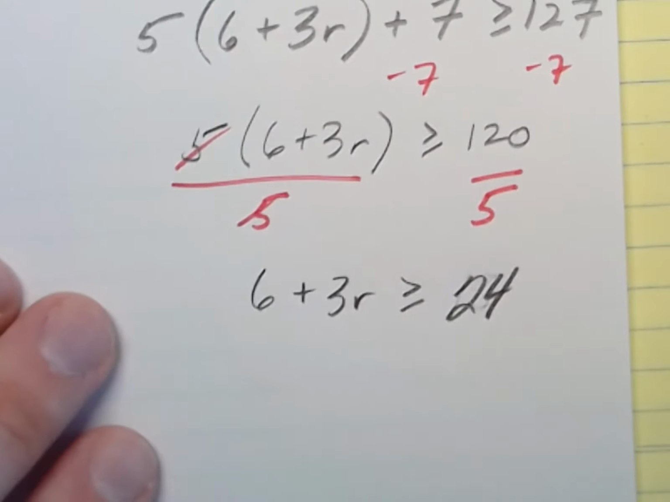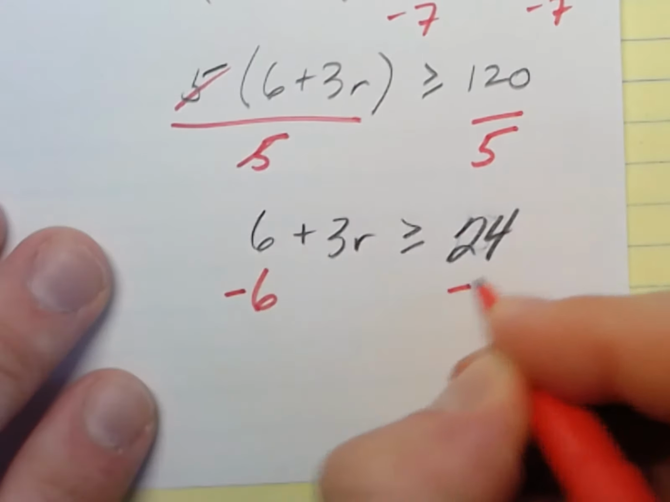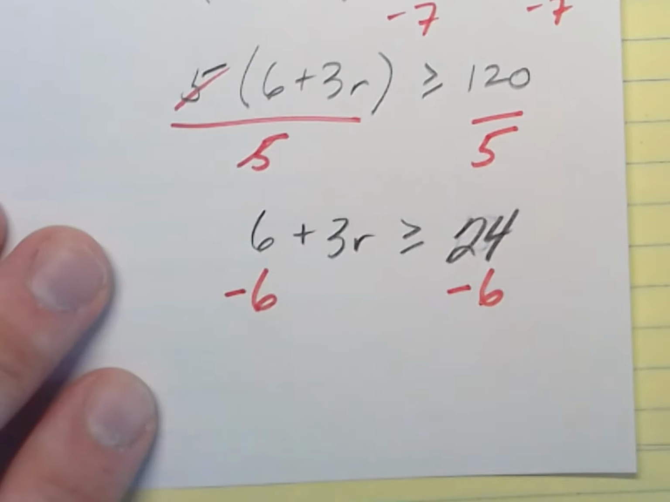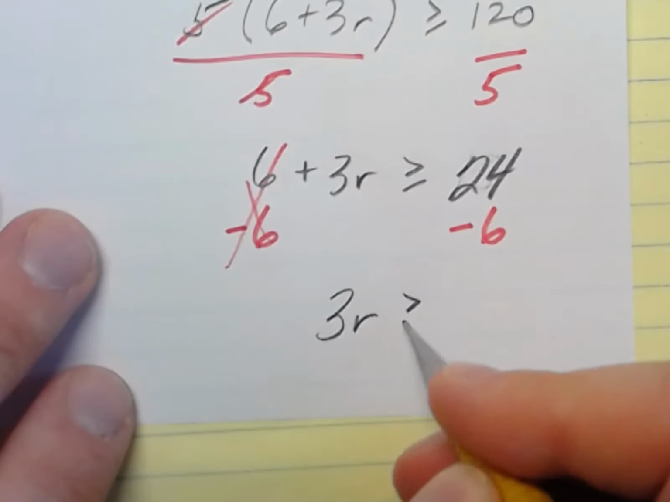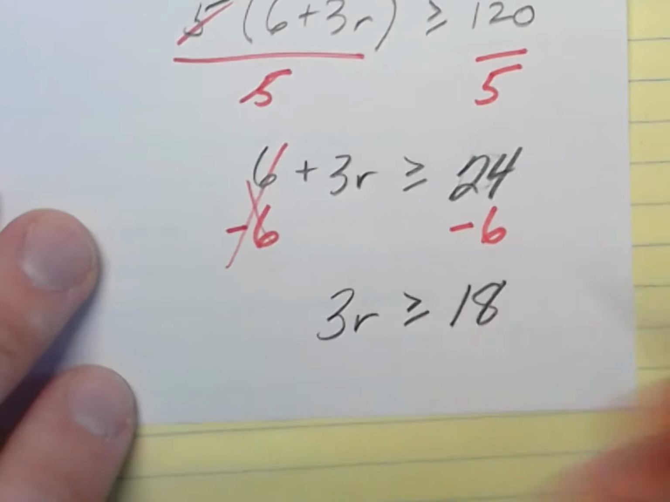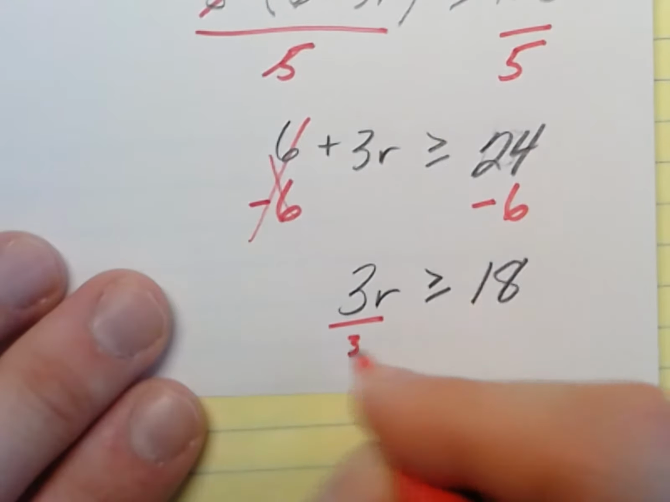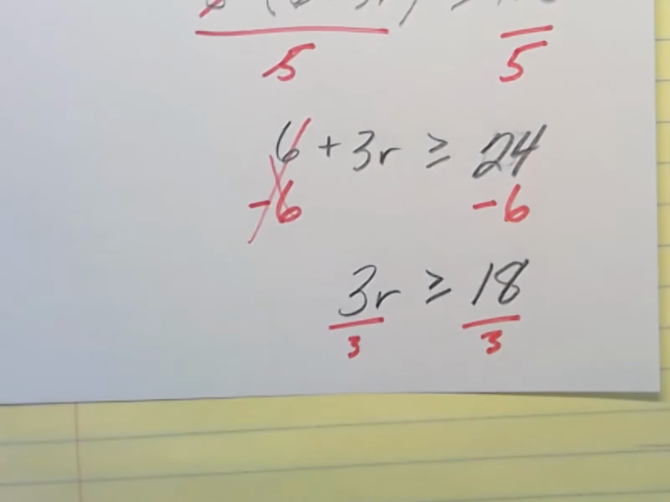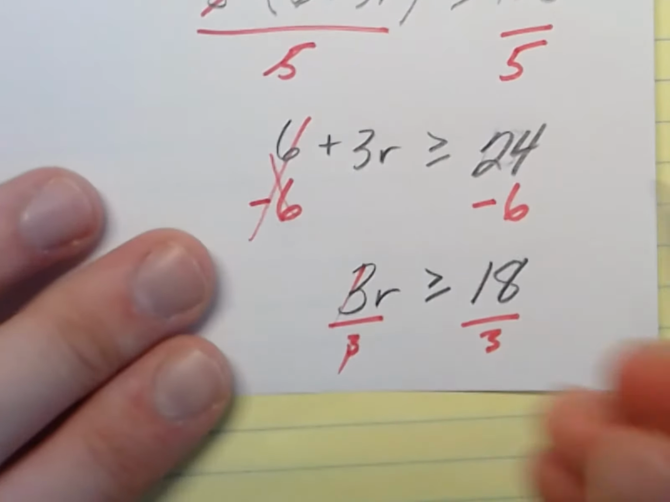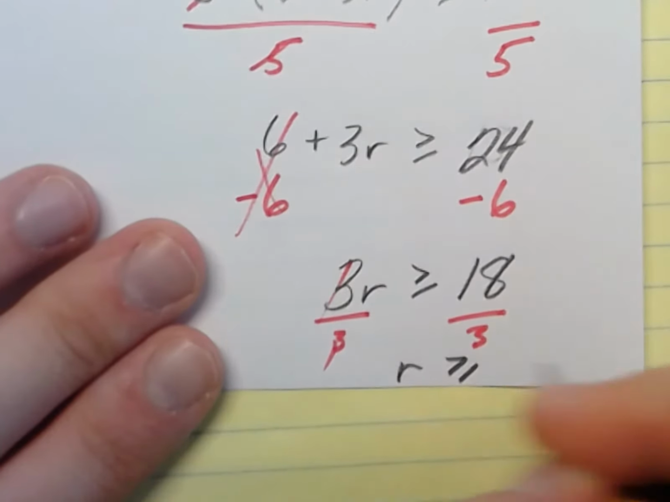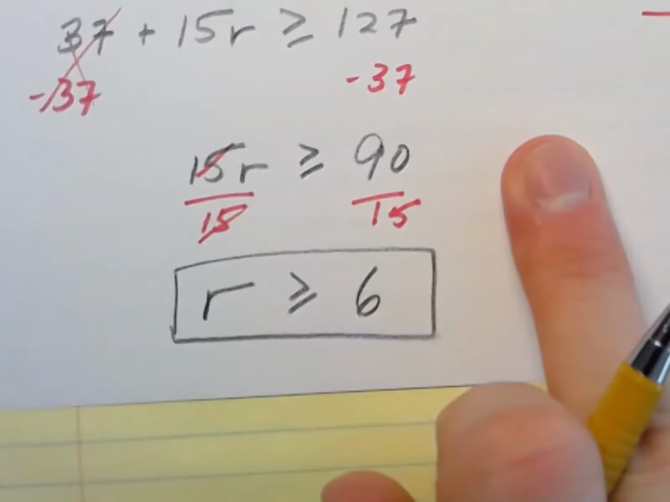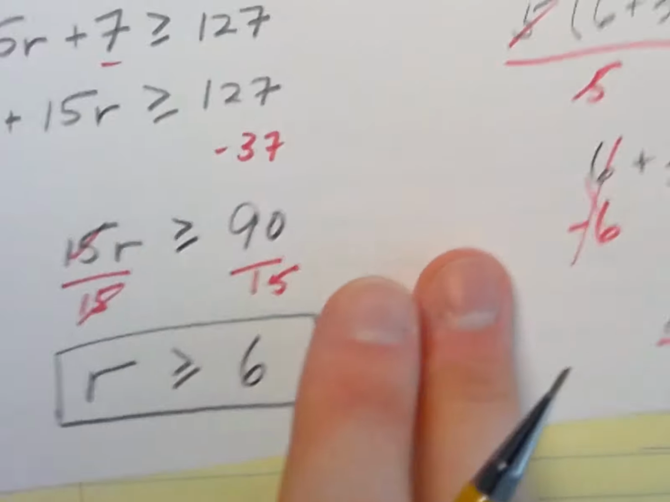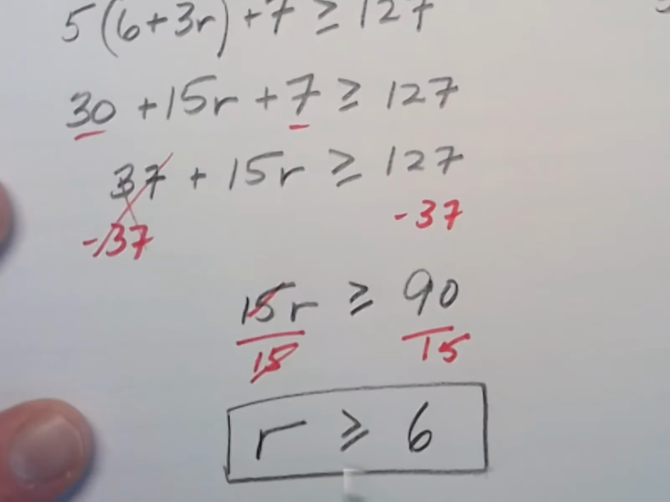Okay. And then we're subtracting 6 and subtracting 6, so that those go away. And we have 3R and 18. And then we divide by 3. I guess it's the same. I guess it's 4 steps either way. And then, of course, R is greater than or equal to 6, which is exactly what I had over here. So either way you do it, you're going to get the same thing. And notice I just did different steps, but I got the same answers. Anyway, R is greater than or equal to 6.